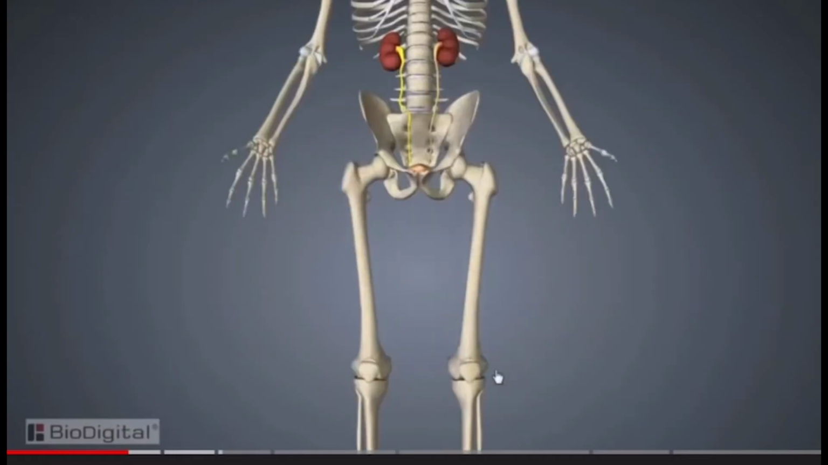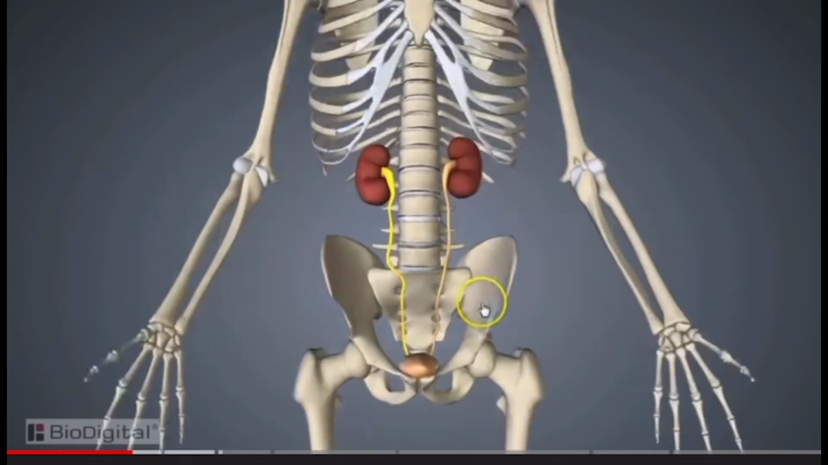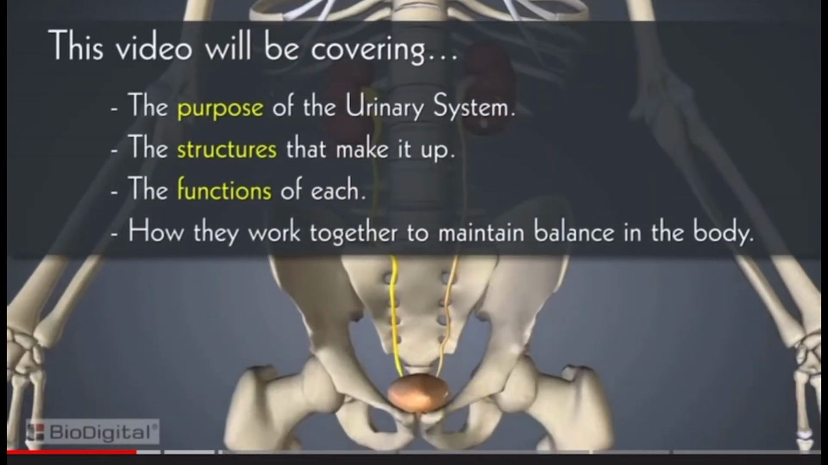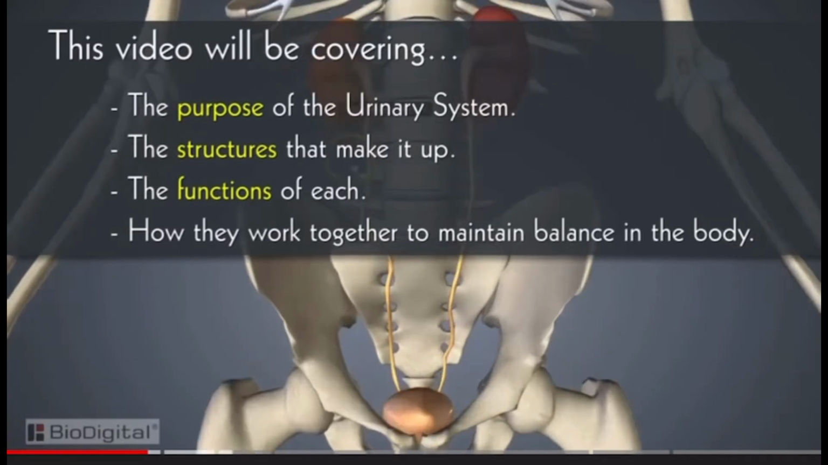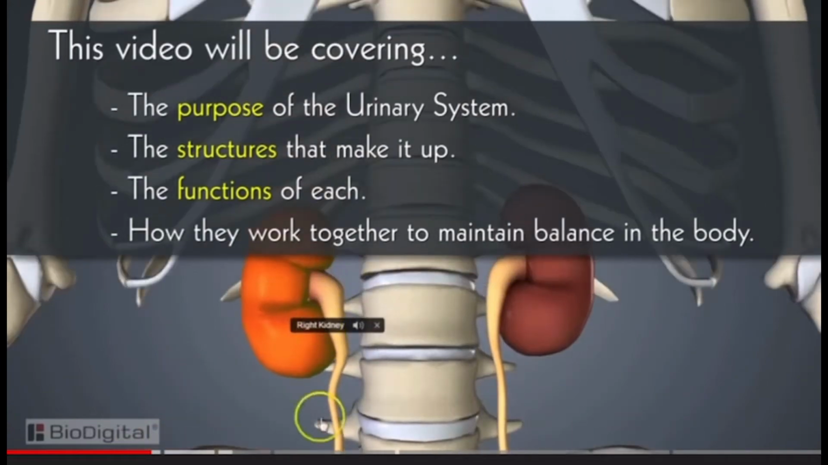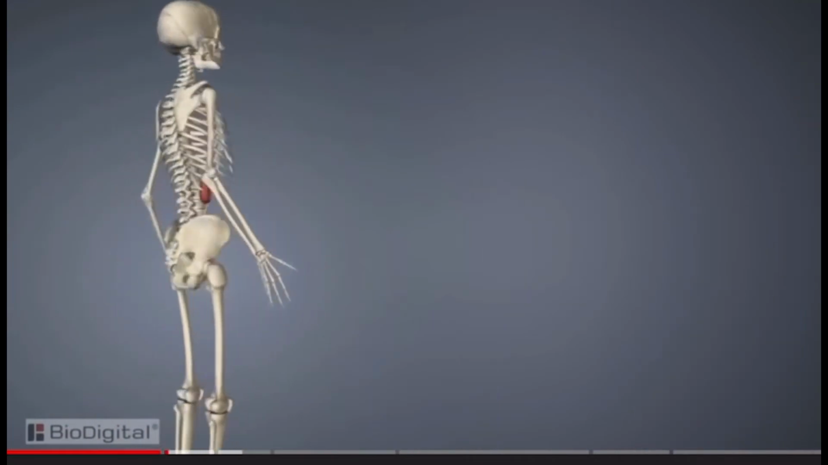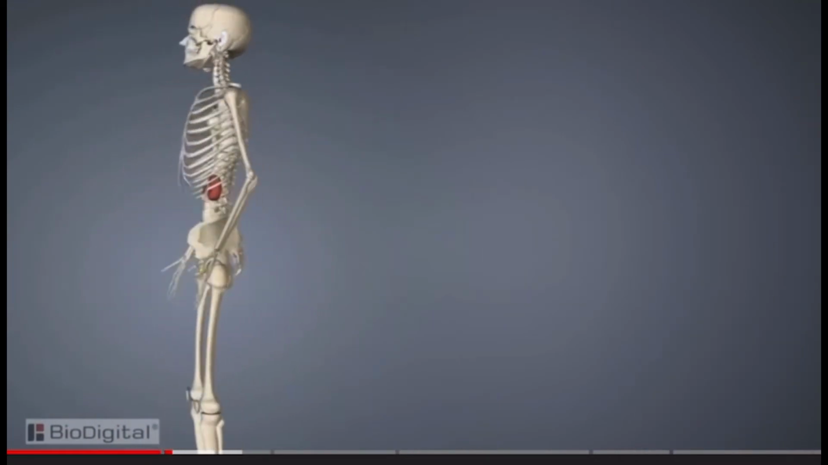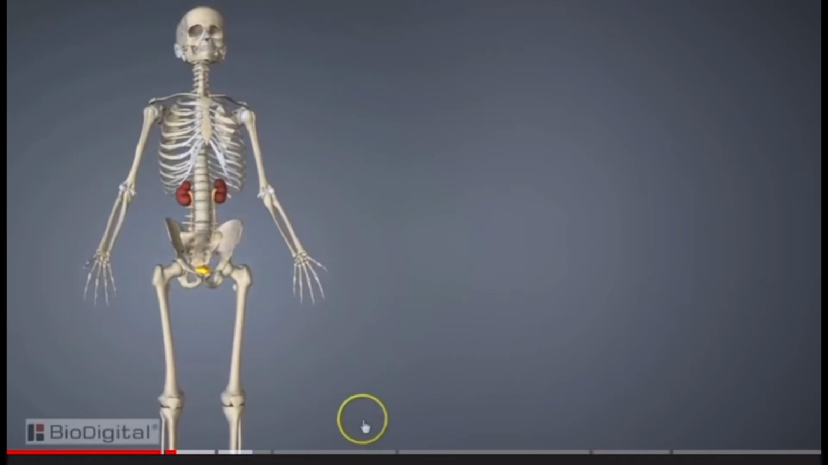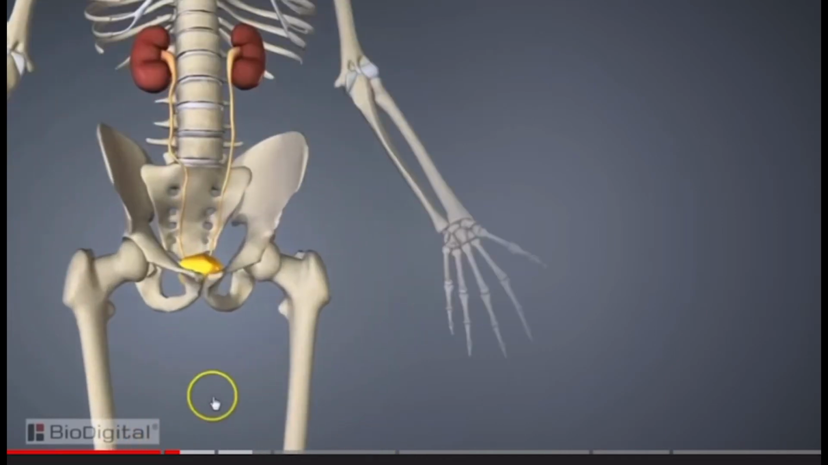In this introductory video on the urinary system, however, we'll just be taking a look at the purpose of the urinary system, the structures that make it up, the functions of each, and how they work together to maintain balance in the body. The urinary system, much like the integumentary system, doesn't have many parts, but they are truly essential to the survival of the human organism.